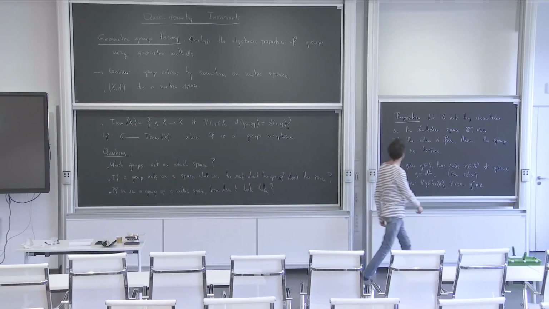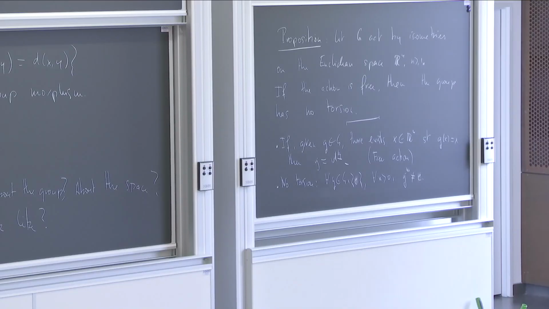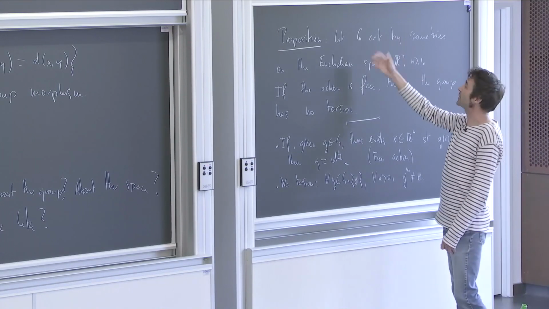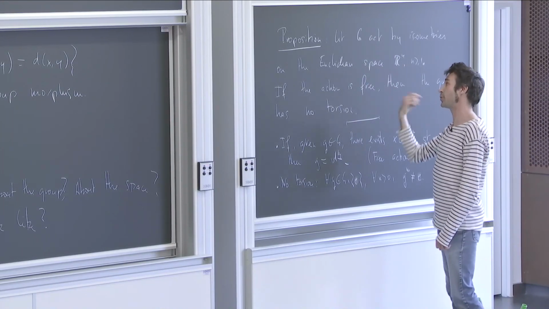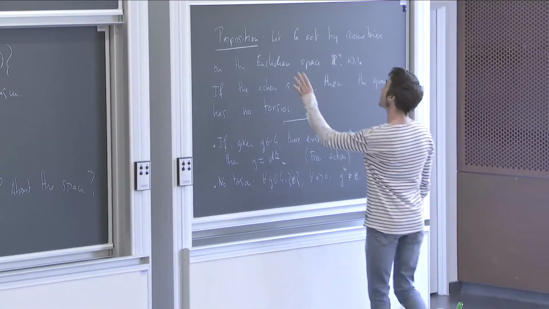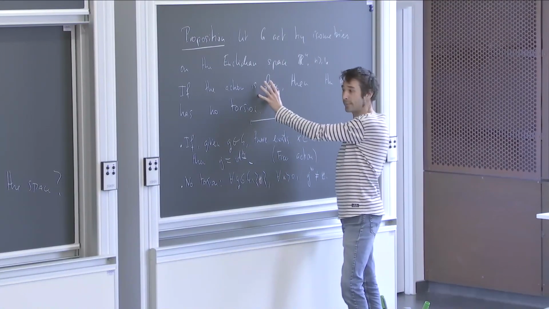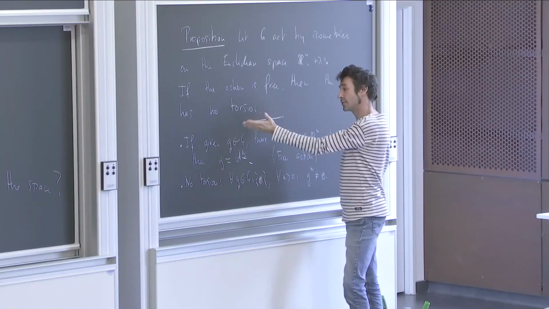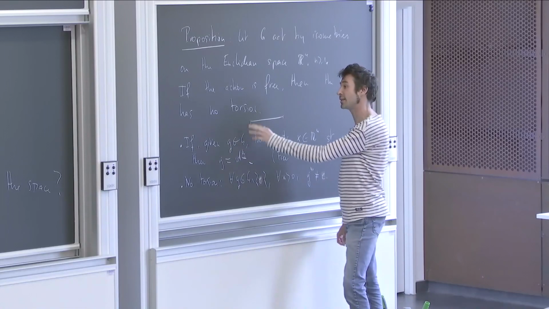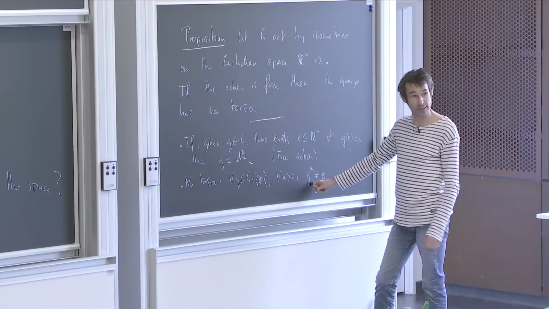Okay, so what does this proposition say? I assume that I have a group acting on the Euclidean space. The geometric property is the fact that I have an action on Euclidean space by isometries, and I know that the action is free, and the conclusion is an algebraic statement saying that the group has no torsion, meaning that no non-trivial element has a power equal to the identity.